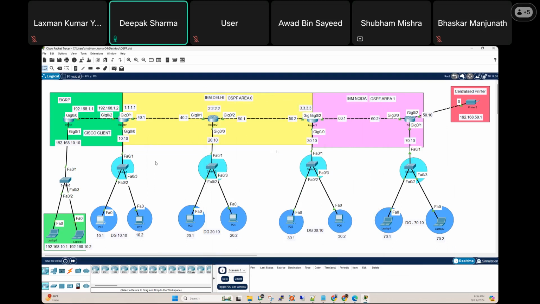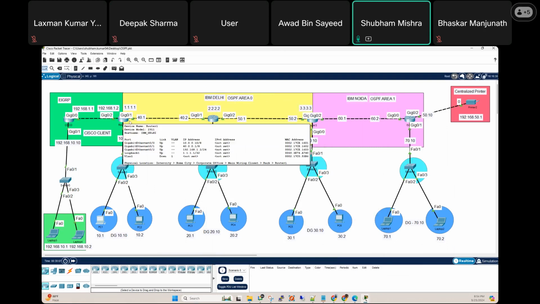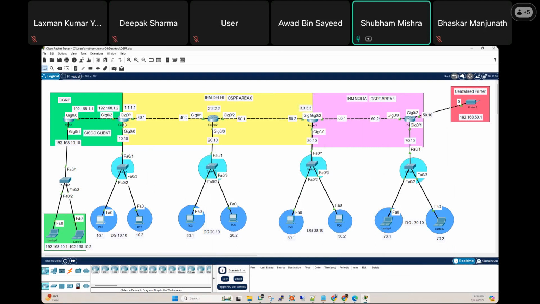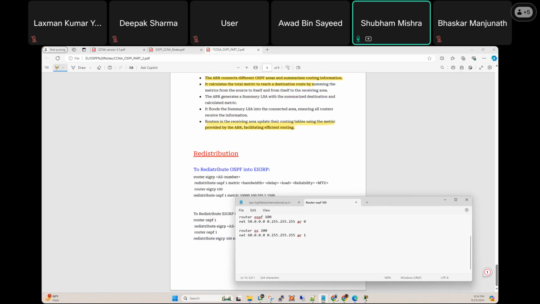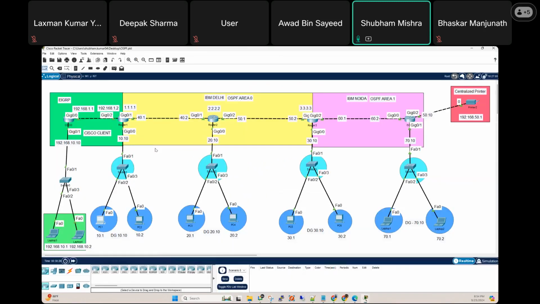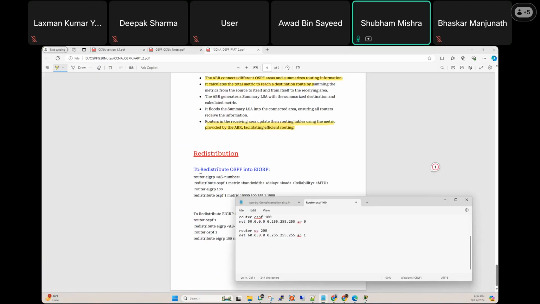Configure the redistribution. So when you configure the redistribution here, what will happen? This router injects OSPF routes into EIGRP and EIGRP routes into OSPF. Getting my point? Then you are able to ping. Done, everyone. Now come here on this router. So on this router, what we are doing? First of all, we are redistributing OSPF routes into EIGRP.